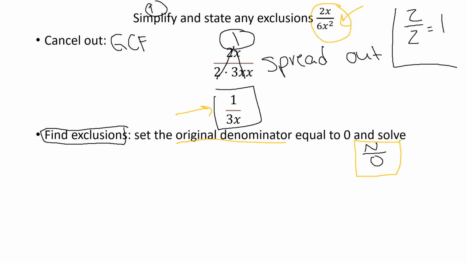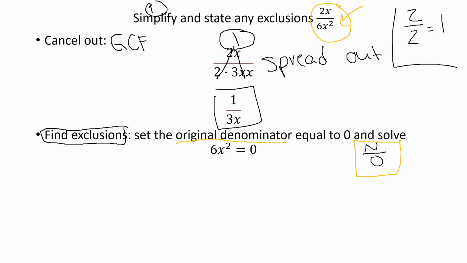Not the new simplified, but the original, okay? So go back to the original denominator. The numerator is fine, it can be 0, but the bottom cannot be. So we are going to set the original denominator equal to 0. In this case, it's 6x squared.